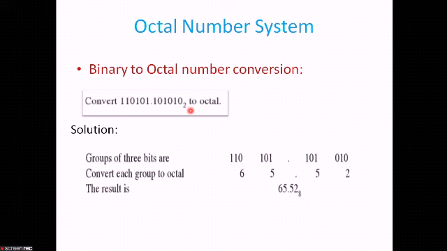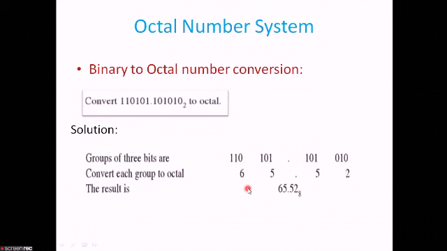So what we have to do? Again, to convert this one, we have to replace the whole number in terms of 3 bits. We have to group each 3 bits. So we are grouping each 3 bits. That is, this is coming as 3 bits, 110, then 101. So these are 2 pairs of 3 bits. That is, after the point it is 101 and 010. So this 110 is 6, 101 is 5, 101 is 5, and 010 is 2.